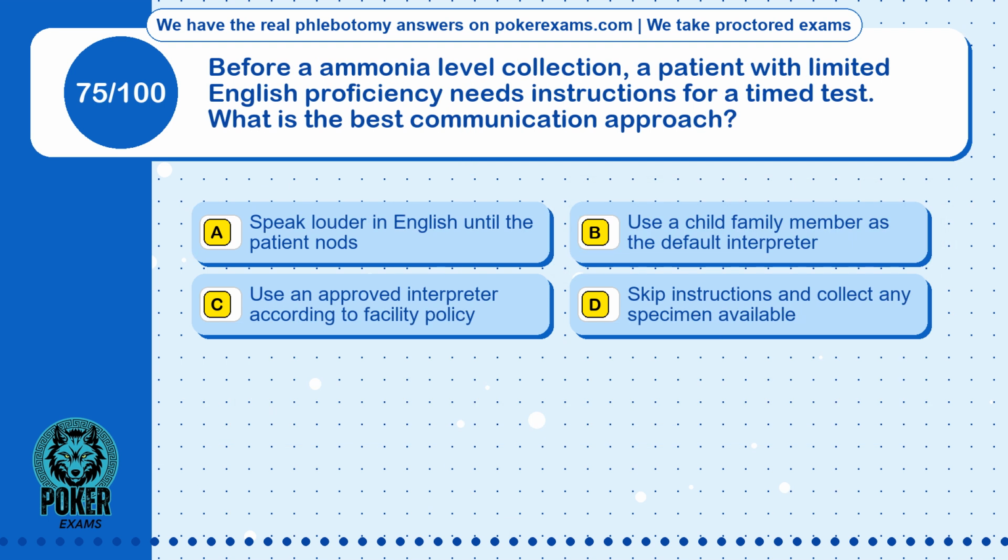Question 75. Before an ammonia level collection, a patient with limited English proficiency needs instructions for a timed test. What is the best communication approach? Option A, speak louder in English until the patient nods. Option B, use a child family member as the default interpreter. Option C, use an approved interpreter according to facility policy. Option D, skip instructions and collect any specimen available.